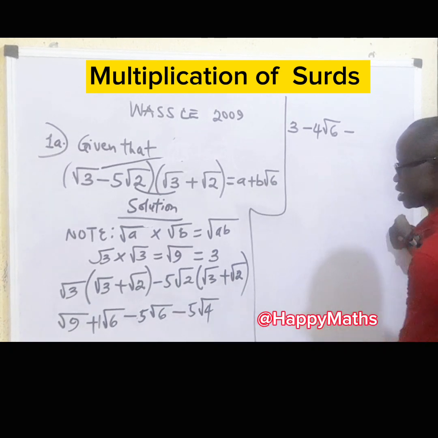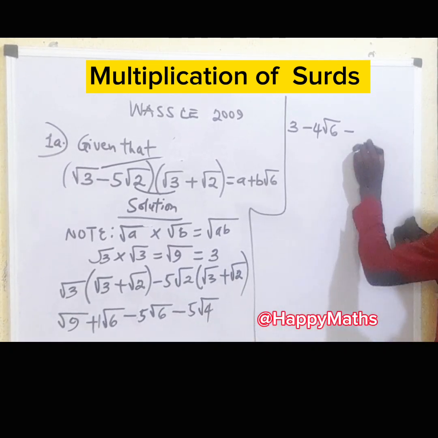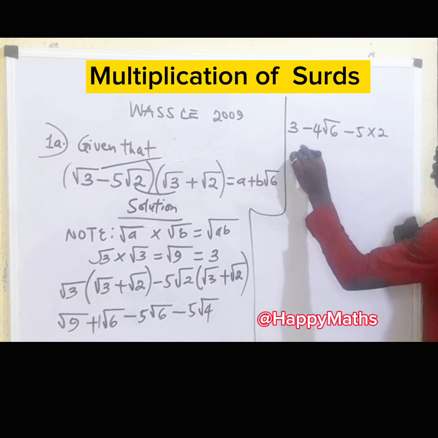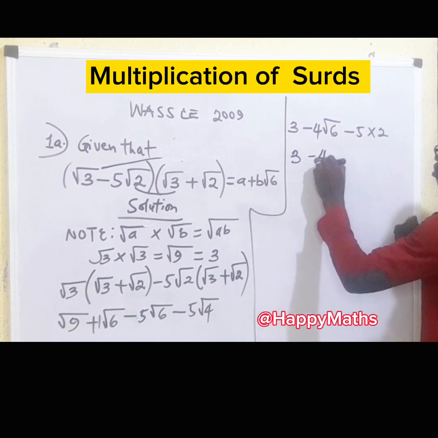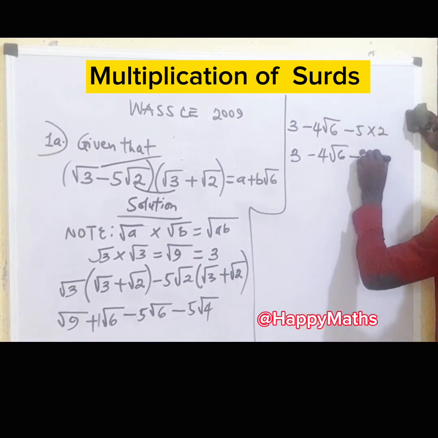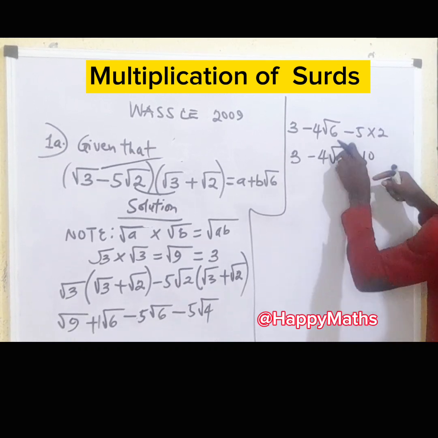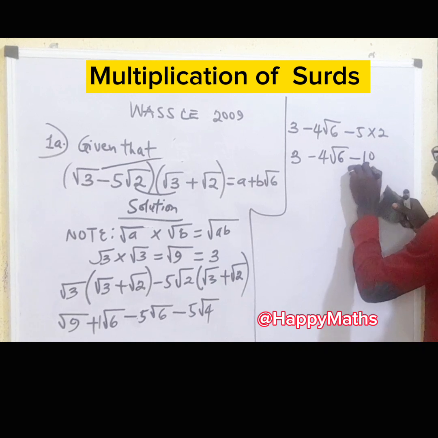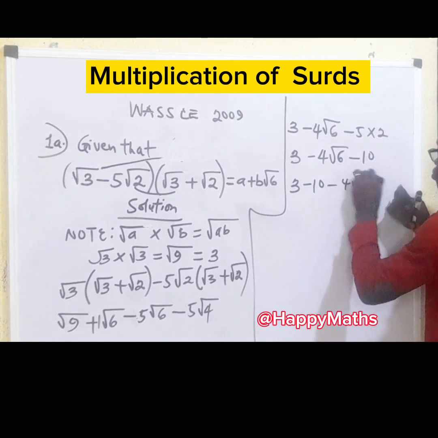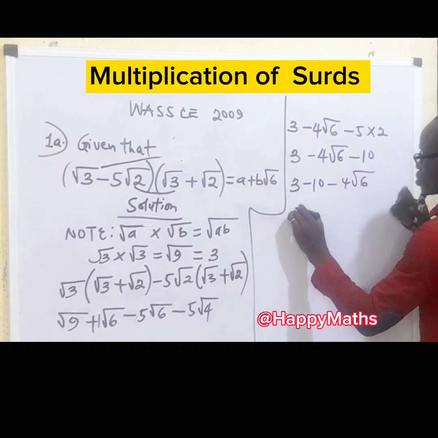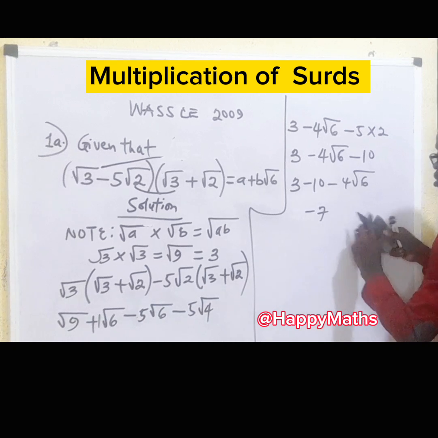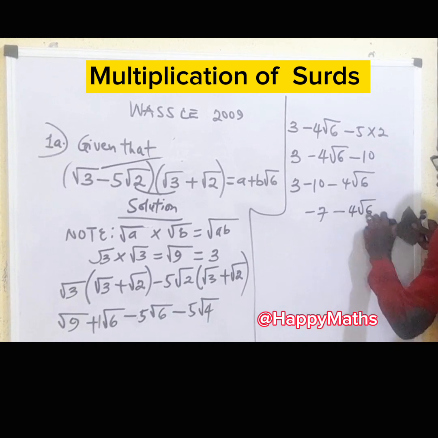Then if you check now, this will give us minus 5 times root of 2. The square root of 4 will give us 2. So let's simplify this: 3 minus 4 root 6 minus, now 5 times 2 will give us 10. Don't forget these two numbers. You have it as 3 minus 10 minus 4 root 6. I rearrange it: 3 minus 10 will give us minus 7 minus 4 root 6.